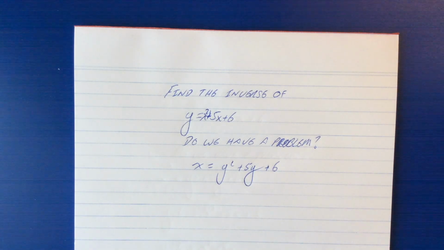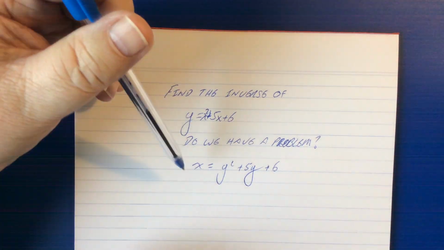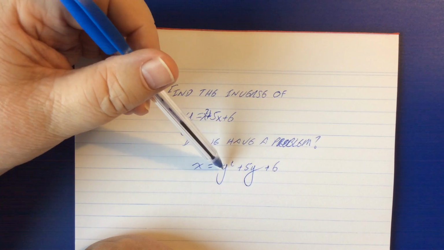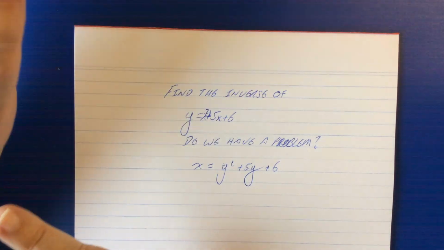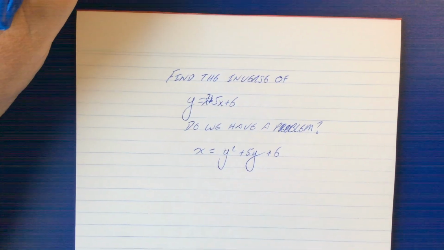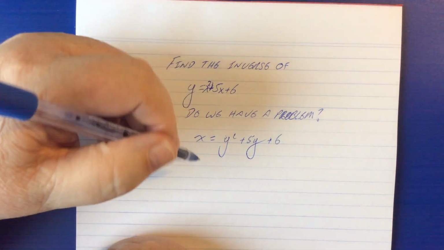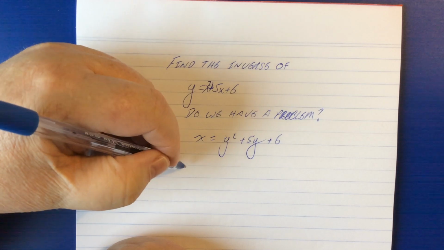Everybody knows that when you go to create an inverse of a function involving x and y, what you do is you swap the positions of x and y. And if we do that here, we wind up with y in two positions. We've got a y squared and we've got a 5y. We need to do something about that. So here's what I'm going to do. I'm going to start from the beginning again.